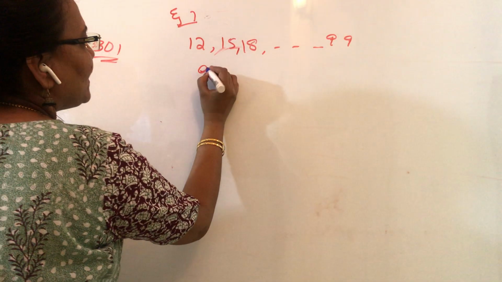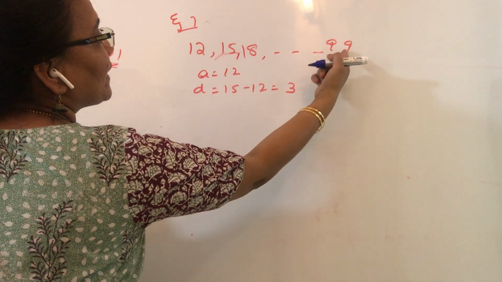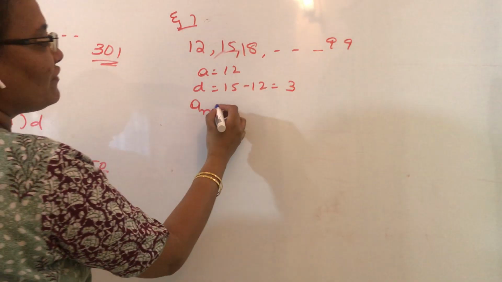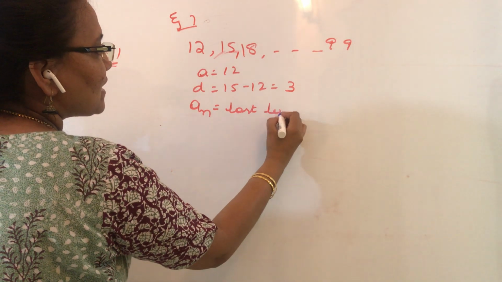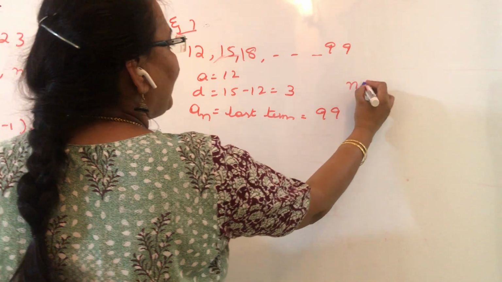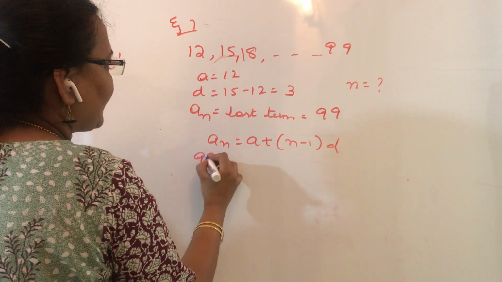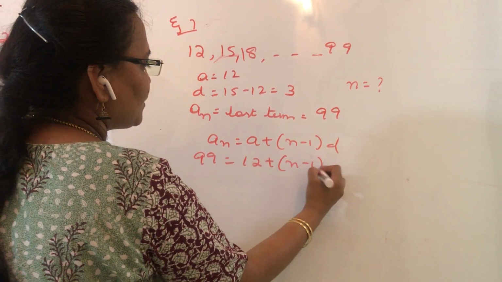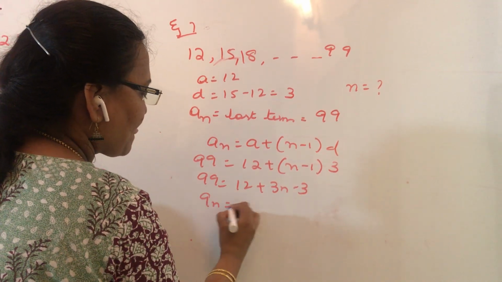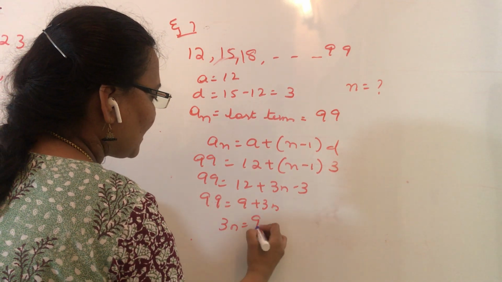That means A here is 12, D is 15 minus 12, which is 3, and 99 is the last term, or A of n. Sometimes for A of n we will also use the term last term. Remember? So A of n is 99. Find n. Use the same formula. 99 is equal to 12 plus (n minus 1) into 3. So 3n is equal to 90.